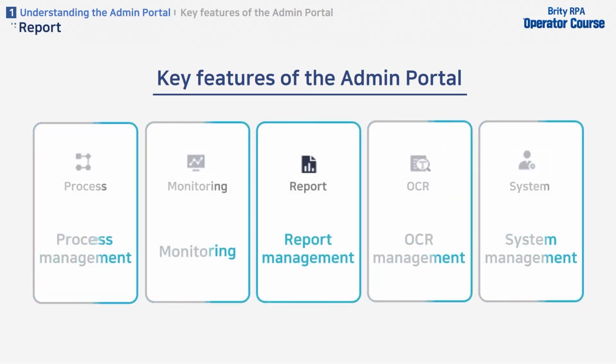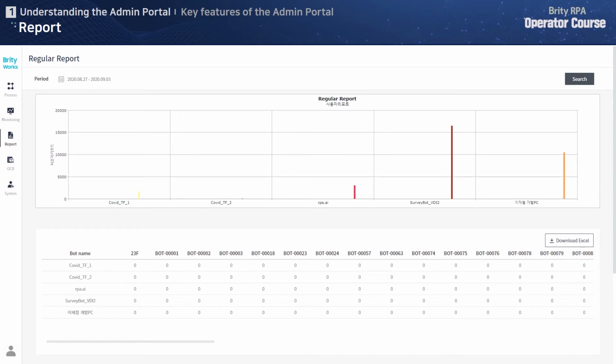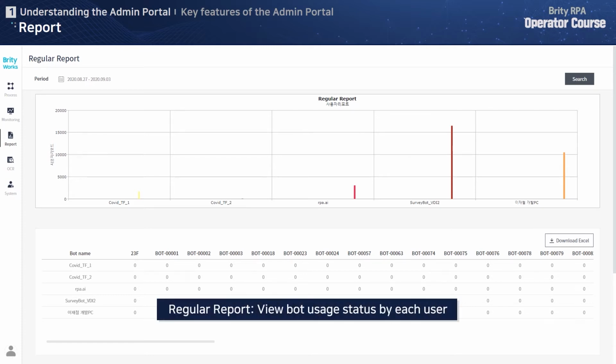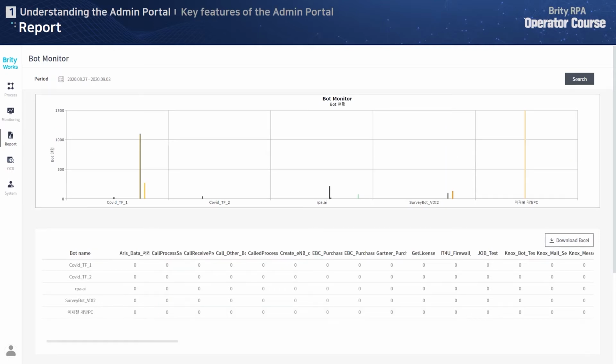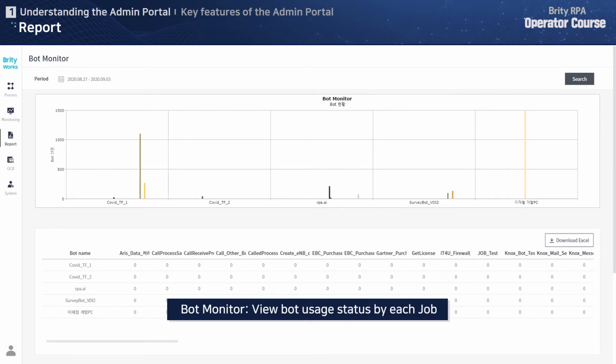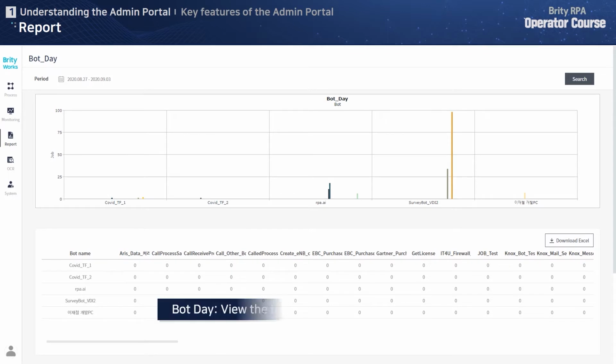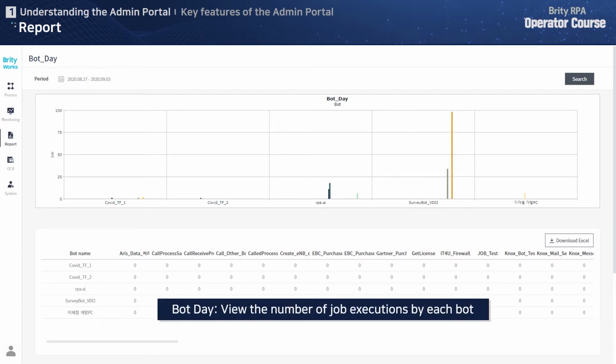Third, let's learn about the Report Management feature. In the Report menu, you can view various user-defined reports besides the basic reports that are provided by default. Among those reports, the Regular Report is a user-defined report for viewing the bot usage status by each user. Then, the Bot Monitor is a report for viewing the bot usage status by each job, while Bot Day is a report for viewing the number of job executions by each bot.